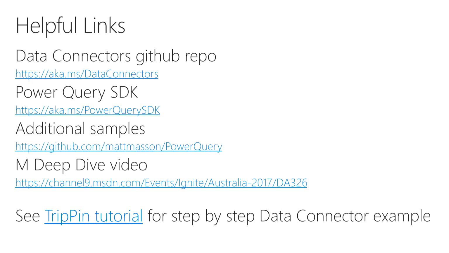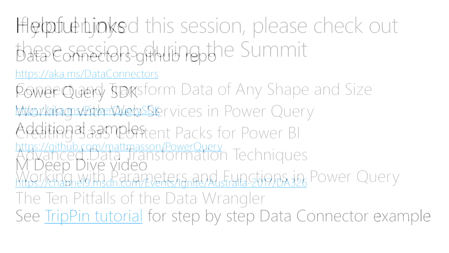And finally, we're putting up a step-by-step tutorial based on the Trippin OData service for creating custom connectors. This basically takes that step-by-step approach where you create a very simple connector at first for OData, convert it to a REST-based connector, and then you add a navigation table, and then you keep incrementally adding more capabilities to it. So those are helpful links.